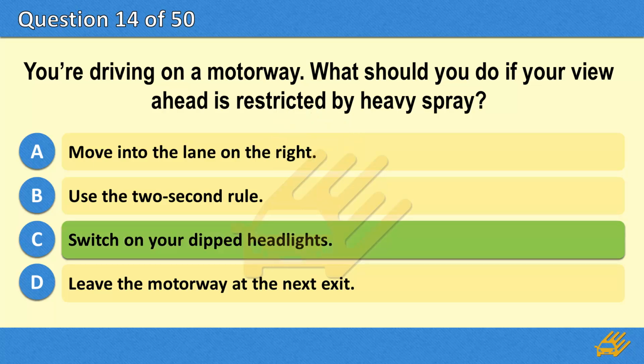The correct answer is C. Switch on your dipped headlights.